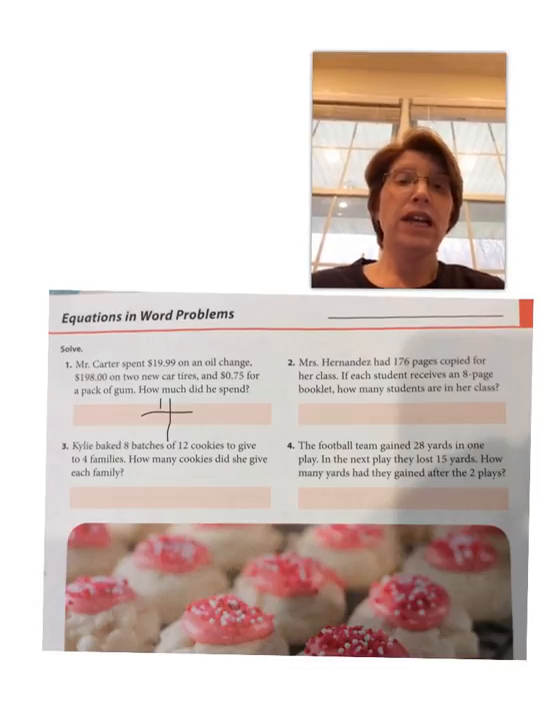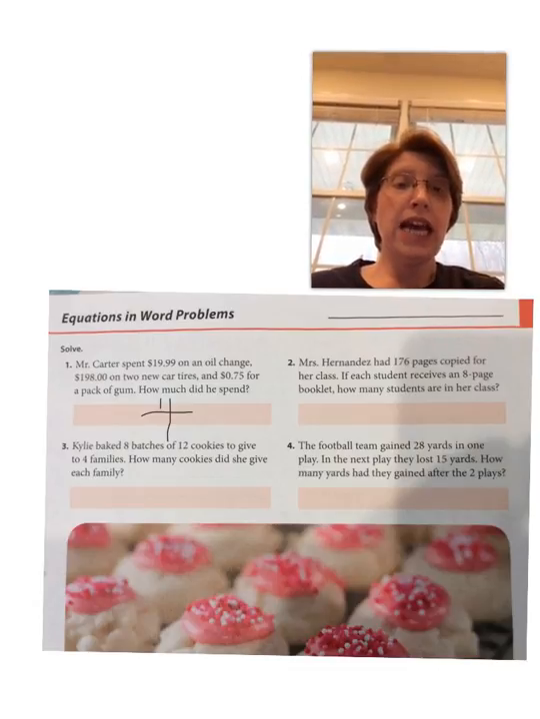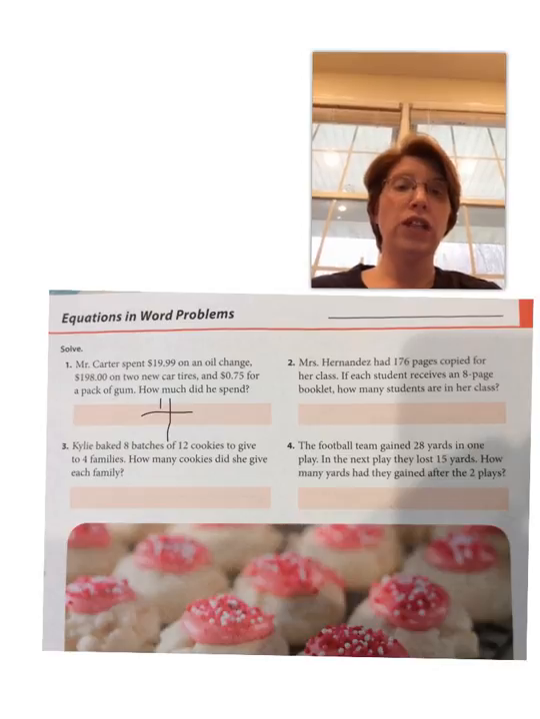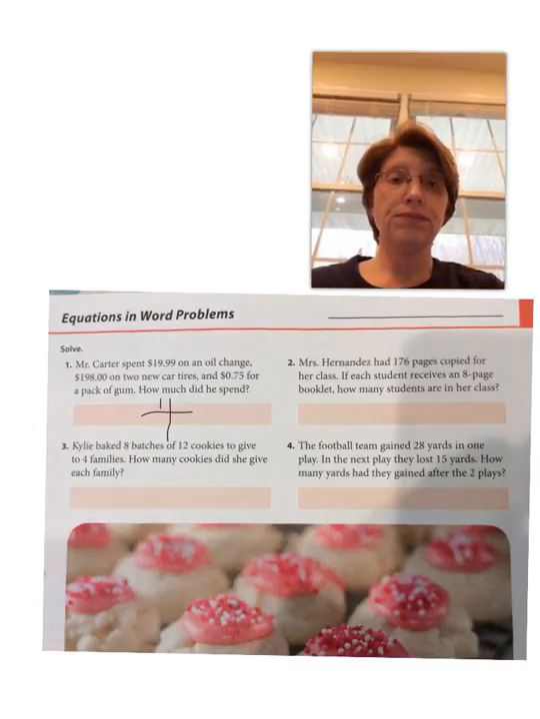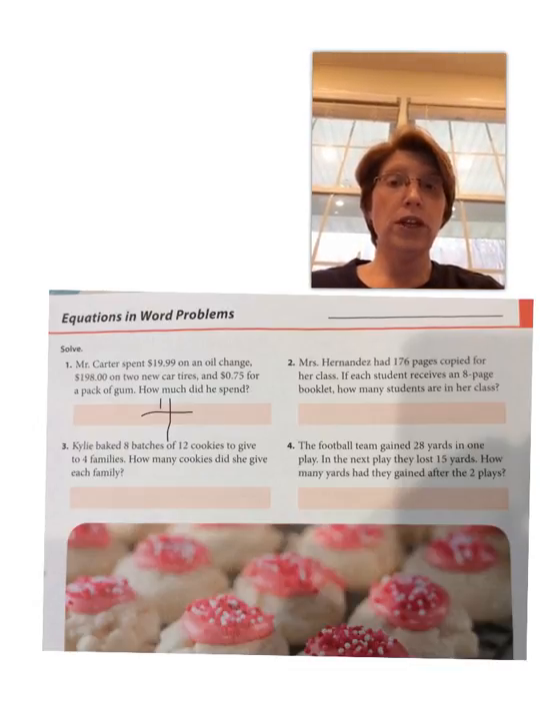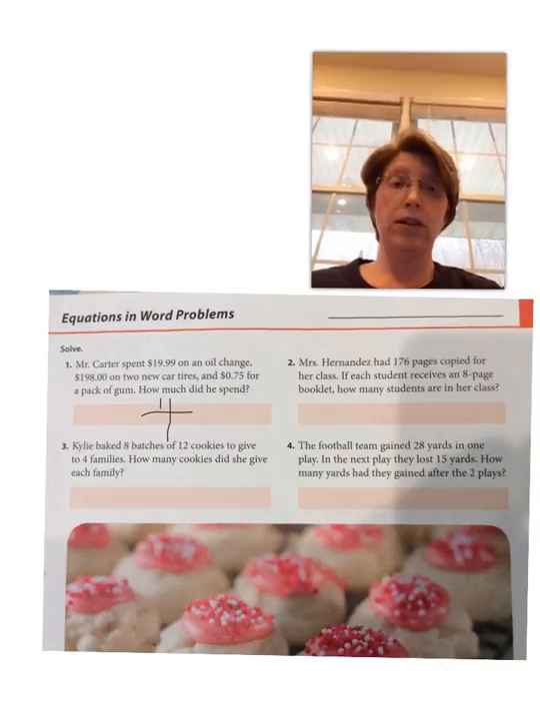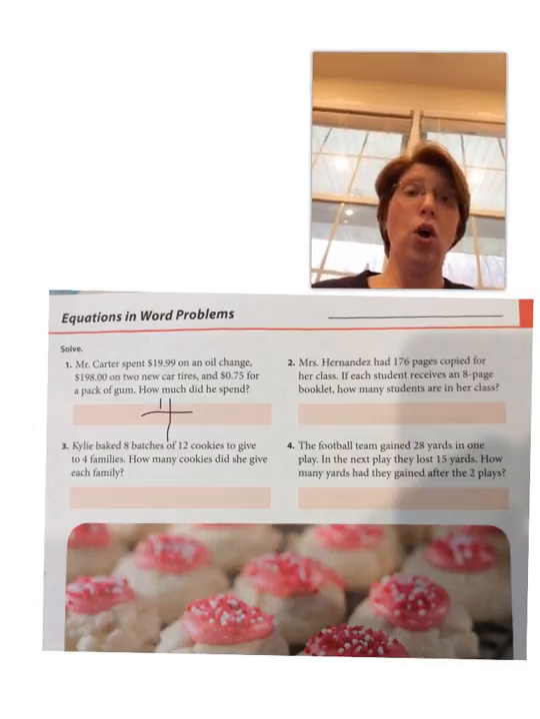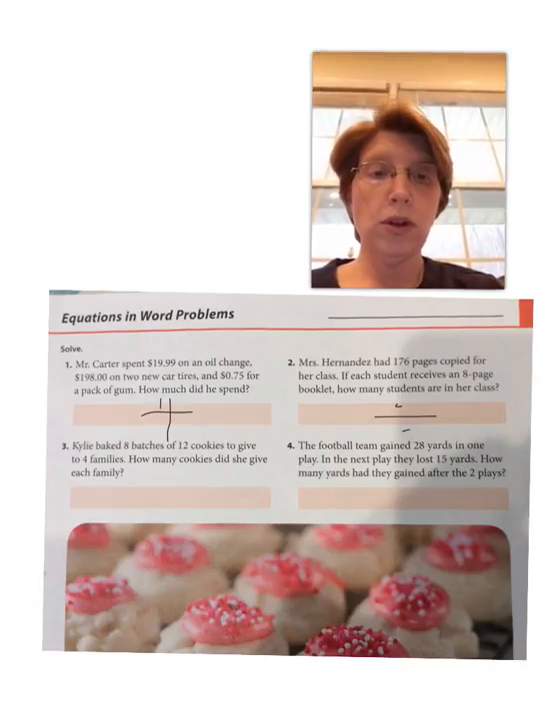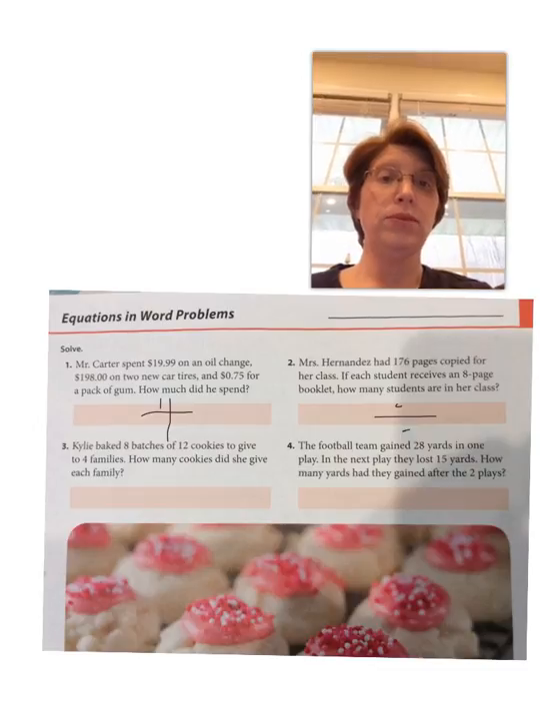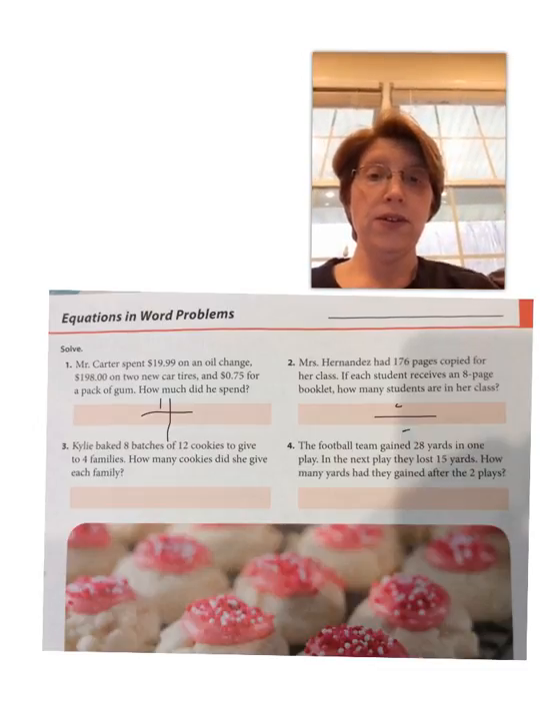Okay? Now, in number 2, Mrs. Hernandez had 176 pages copied for her class. If each student receives an 8-page booklet, how many students are in her class? So we know the total. And we know that she is splitting it up into equal amounts of 8. So if she's splitting up a whole amount, we know that we need to divide, right? So on this one, you are going to divide.